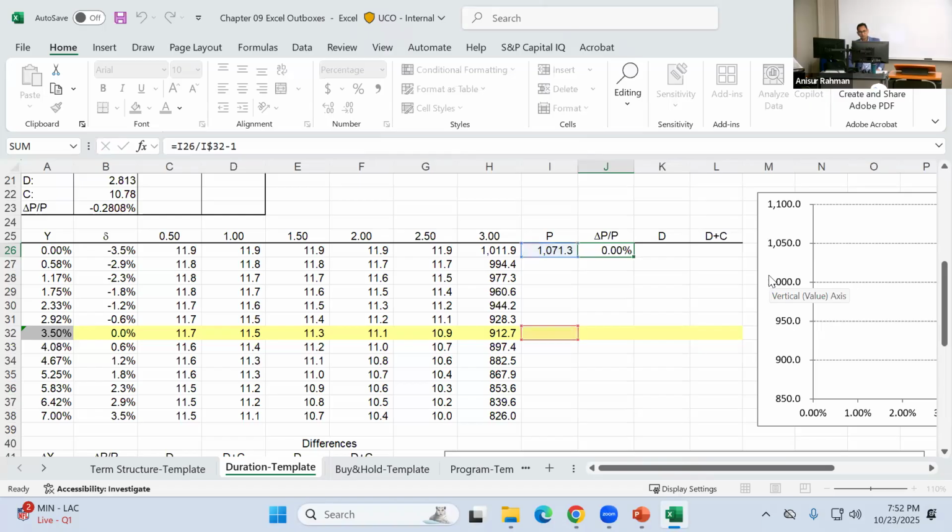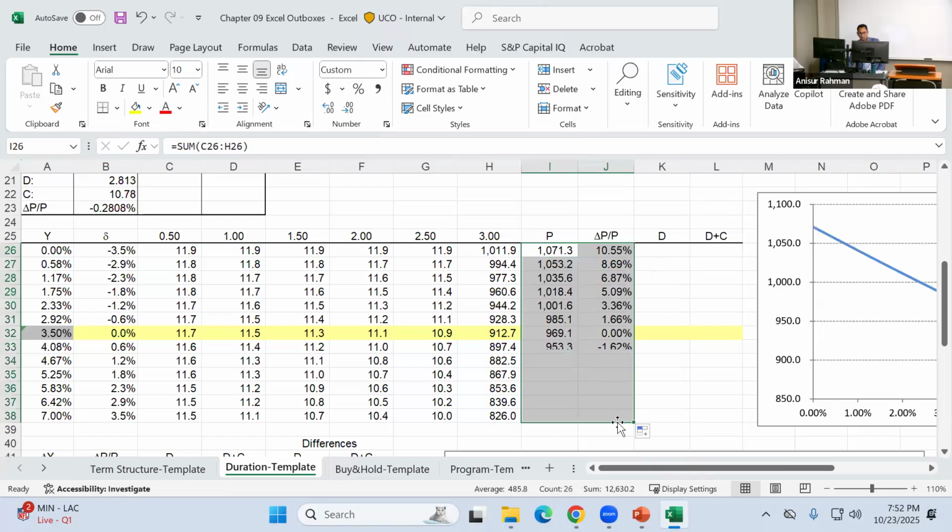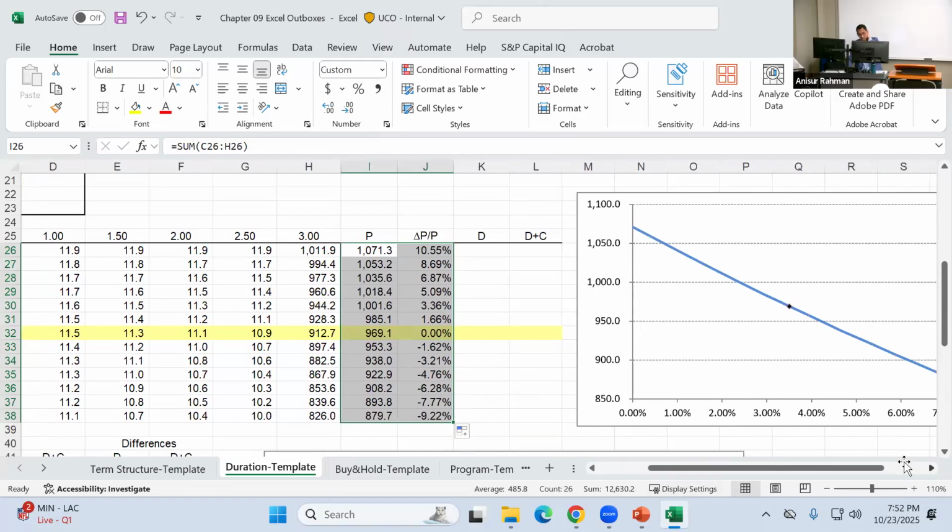Okay, so now let's highlight this too. So these are our actual percentage change in price, right? Now we are going to estimate based on duration only, and another time, both duration and convexity, right?